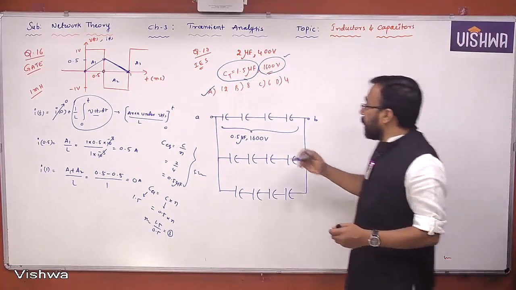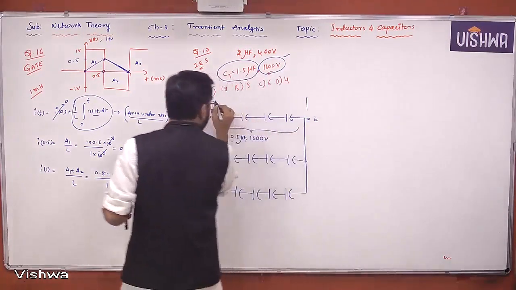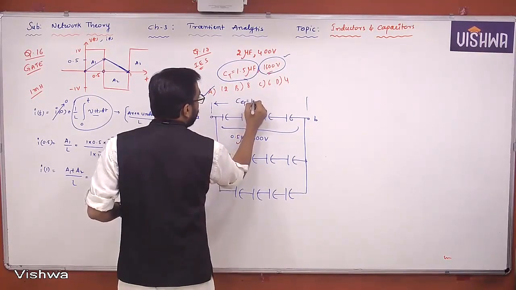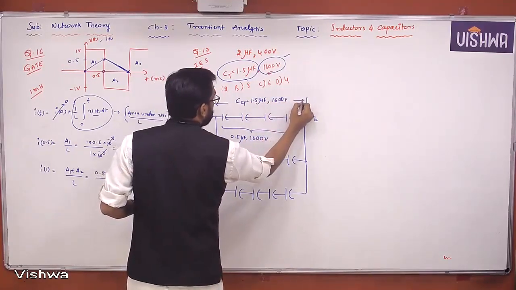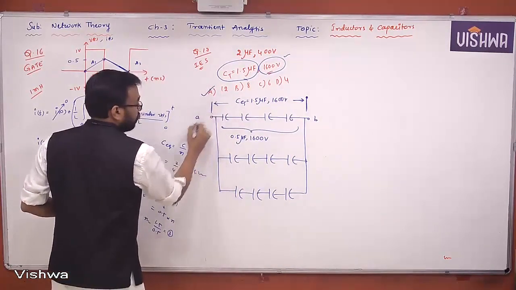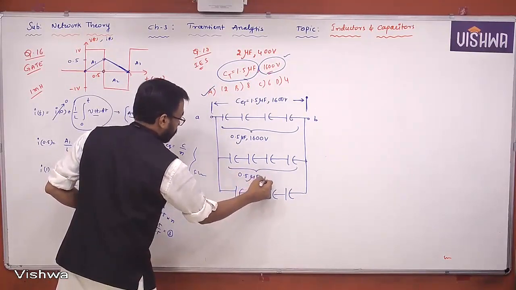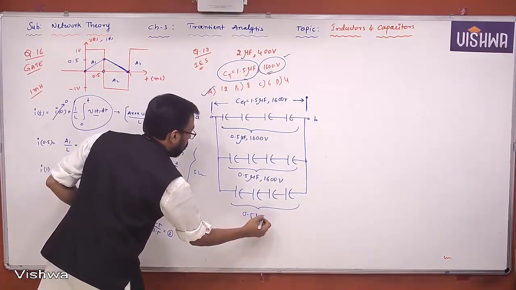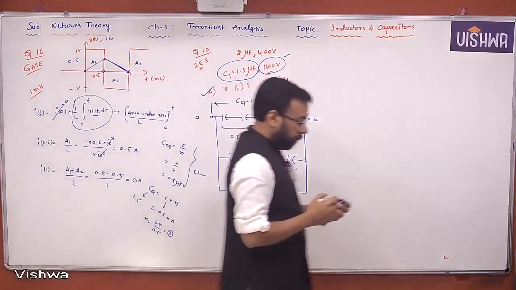So now you got the effective capacitance. How much? When you take the effective capacitance, you get C equivalent as 1.5 microfarad, 1600 volt. That's it. This you take now between these two. But each one is of 0.5 microfarad, 1600 volt, each one. So you're adding these and getting that value.